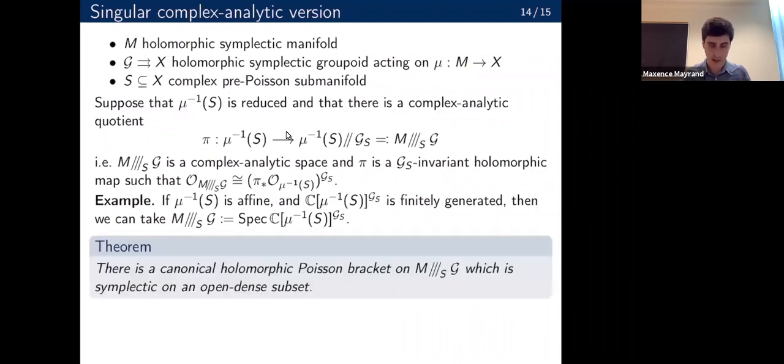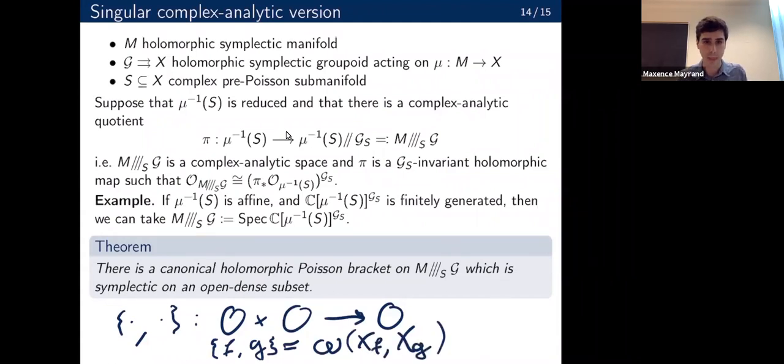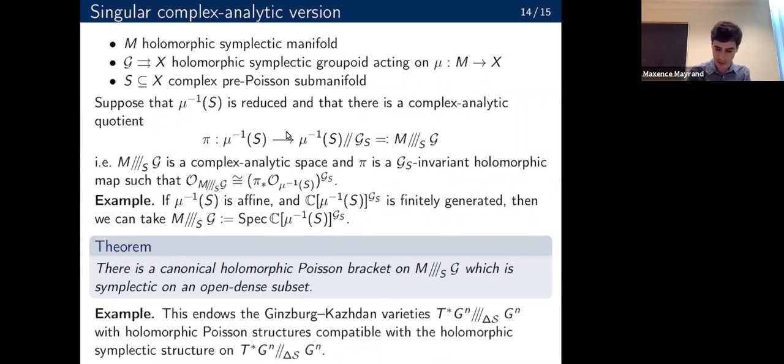Then in this case, there's a canonical holomorphic Poisson bracket on this complex analytic space, which is symplectic on an open dense subset. And holomorphic Poisson bracket means at the level of the sheaf of holomorphic functions. So we have a Poisson bracket on the structure sheaf here. And this Poisson bracket, when you restrict it to this particular open dense subset, which is contained in the smooth locus, comes from a genuine symplectic structure. So the Poisson bracket is obtained from the symplectic form, taking the Hamiltonian vector field associated with these functions. And so, for instance, this endows the Ginzburg and Kazhdan varieties with holomorphic Poisson structures compatible with the holomorphic symplectic structure of the geometric quotient.